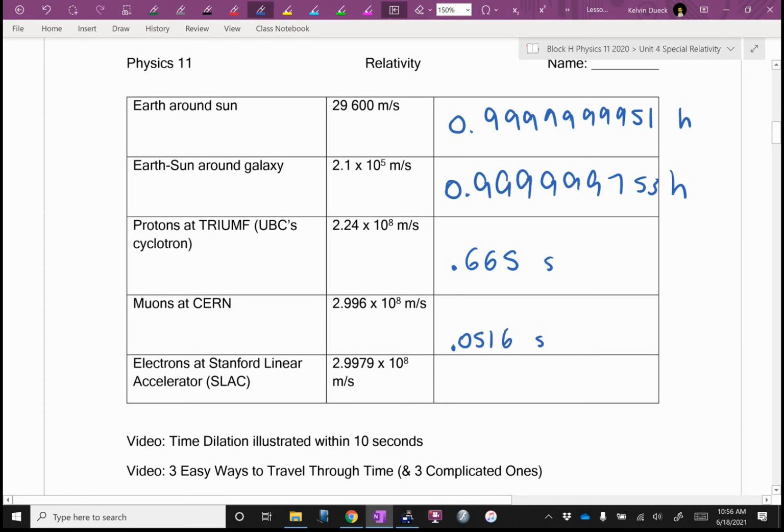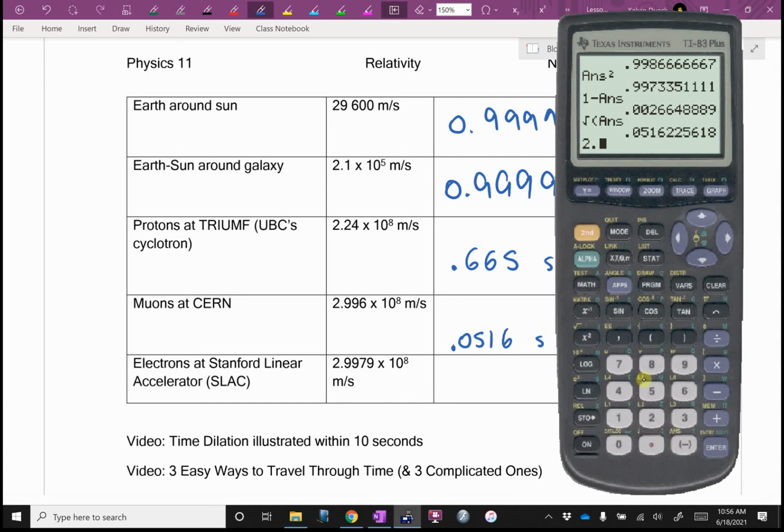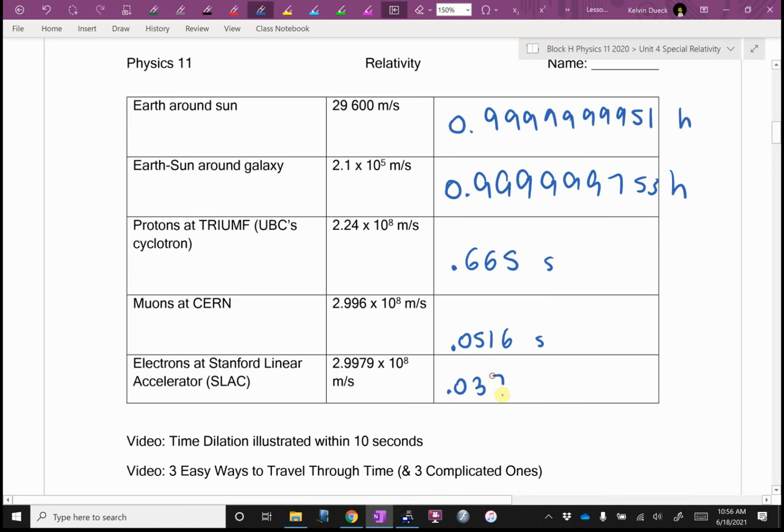At the SLAC, the Stanford Linear Accelerator, 2.9979, scientific notation button 8, divided by 3, scientific notation button 8, squared. 1 minus that, square root of that. The electrons age 0.037 seconds for every second that the researchers age, because the electrons are moving relative to the researchers. What do you know?